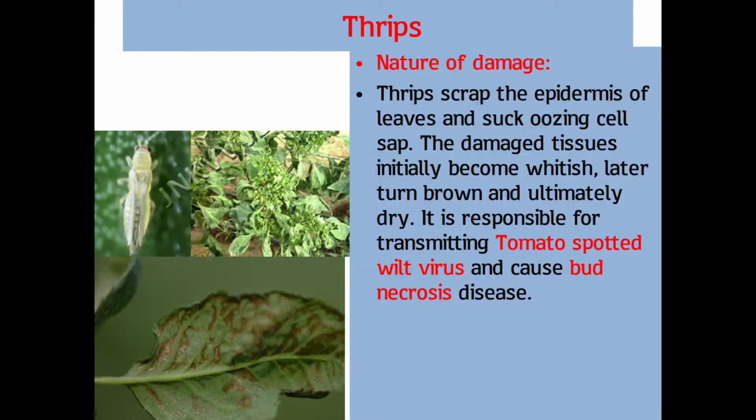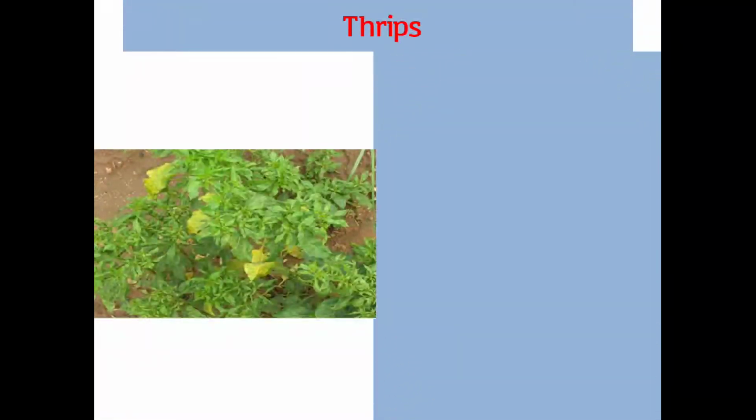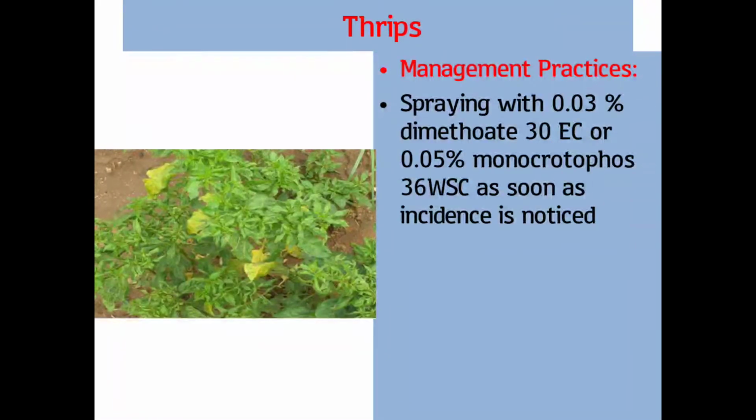Nature of damage: same as other sucking pests. They suck the oozing cell sap. After sucking the cell sap, the leaf color changes, and infested plants show yellowing symptoms, and the infested plant ultimately dries. It is responsible for transmitting tomato spotted wilt virus and bud necrosis disease on groundnut crops. Management practices: spraying with 0.03% dimethoate 30 EC or 0.05% monocrotophos 36 WSC as soon as incidence is noticed.